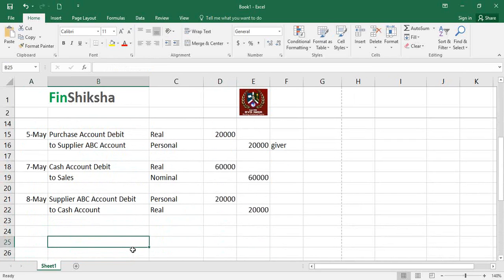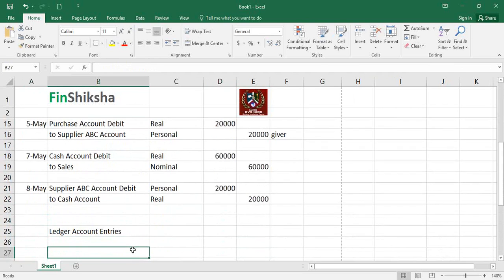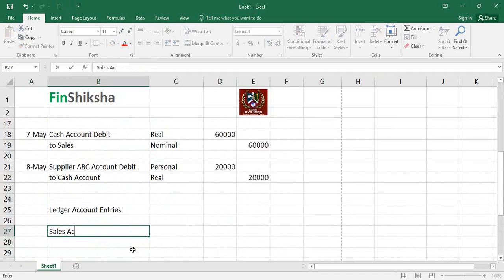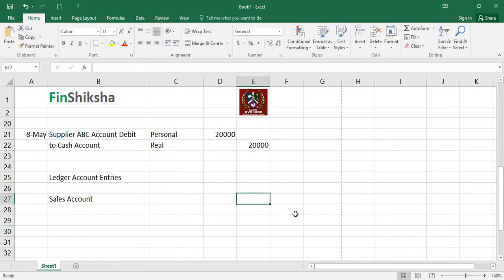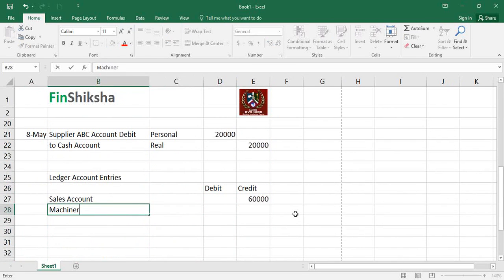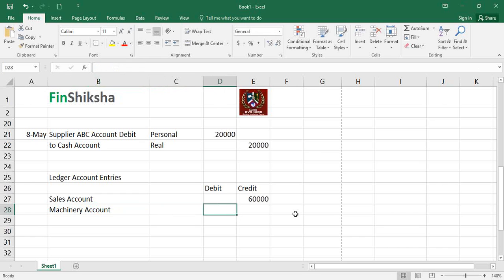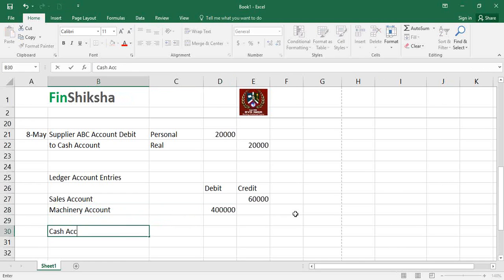Now we can go about making the ledger account entries. Some of the entries are straightforward. For example, sales account, you will see a straight 60,000 credit that comes here, and I'm going to put credit here and debit here. Similarly, machinery account is a straight 40,000 debit, right? But something like the cash account is going to have a lot of debit and credit.